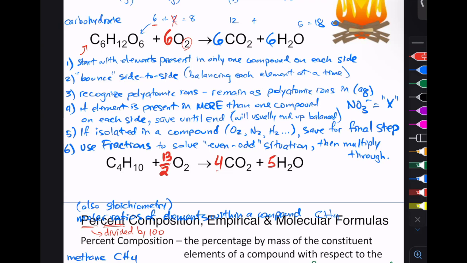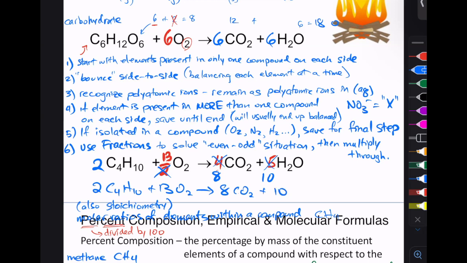So now we multiply everything through by what's in the denominator. That's going to give us a 2 here. That gets rid of the denominator. That turns this into 8 and turns this into 10. So now we have the correct balanced coefficients here. And I'll just write them down. It's 2C4H10 plus 13O2 goes to 8CO2 plus 10H2O.